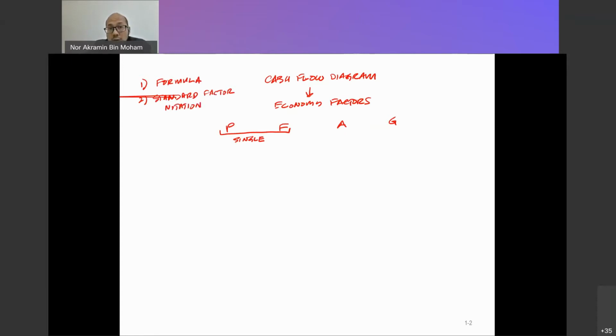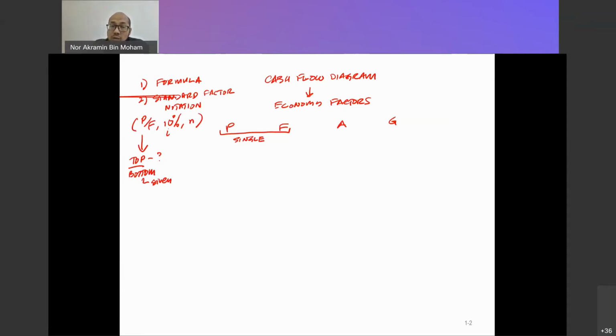There are three components. First, the two factors, for example P given F, then the interest rate, and this N value, the period. In these standard factor notations there are two factors, the top and the bottom factor. The top factor is always the factor that we want to find out, and the bottom factor is always the factor given in the cash flow diagram. It's consistent in any example, in any type of cash flow diagram.